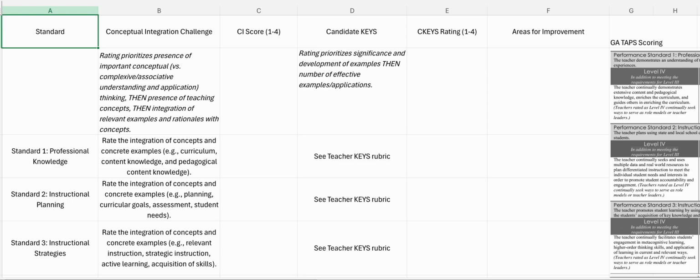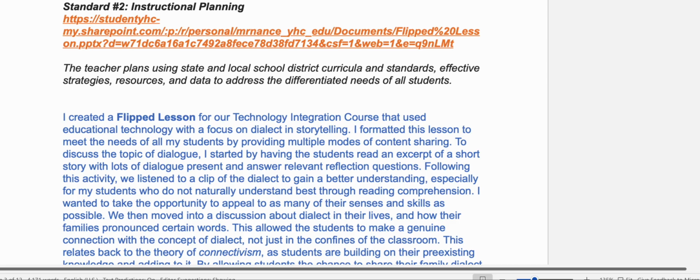So in order to put a real situation here, if we can see this work, I'm going to cut to an example from some student work. So here I'm looking at a student's submission for their instructional planning. This link goes to their flipped lesson, which they submitted for a summer course.